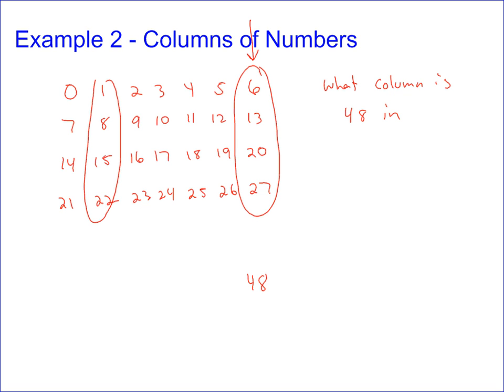Every multiple of 7 is in this first row. It's got remainder 0, so it's in the 0 column. Anything remainder 3 would be in the 3rd column, so on and so forth. So we can do problems involving columns of numbers. Those are all, again, the same idea.